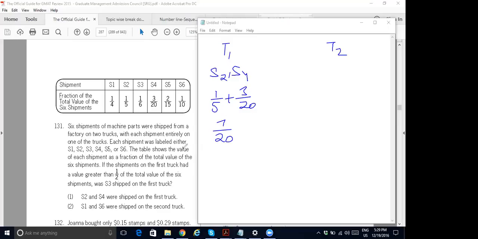We don't know. Or do we? Let's see. Basics. This table shows the value of the shipment as a fraction of the total value. The problem is, how do you compare that 1 by 6?